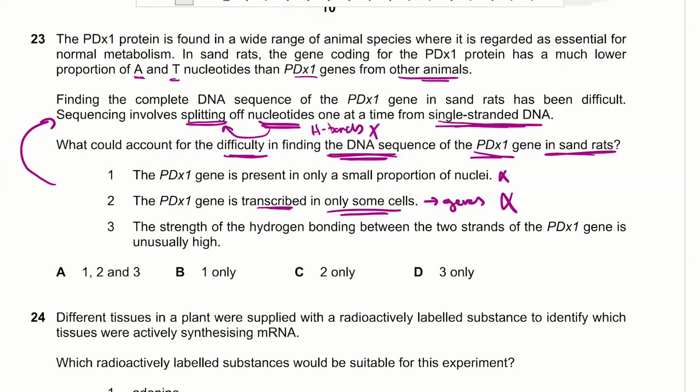3. The strength of the hydrogen bonding between the two strands of the PDX1 gene is unusually high. I've just mentioned previously that the difficulty in finding the DNA sequence is within the method of extraction, and here it's informing us that sequencing involves splitting off nucleotides one at a time. Therefore, this consumes tremendous amounts of energy, and hydrogen bonds are hard to break when that strong. Therefore, this is correct, and the answer is going to be D.